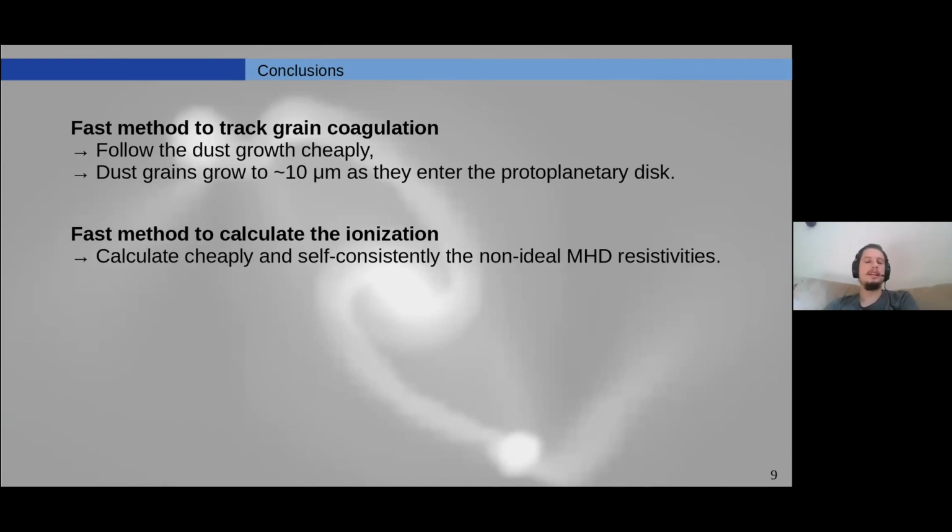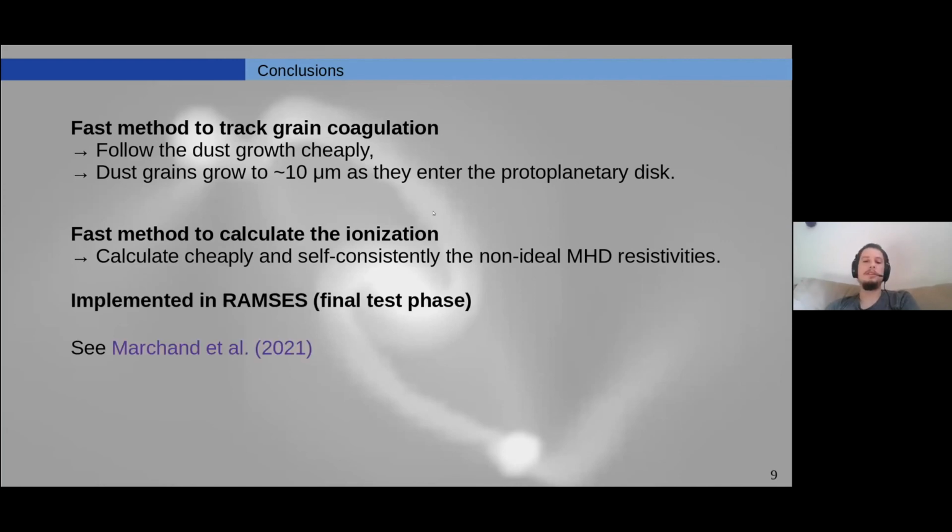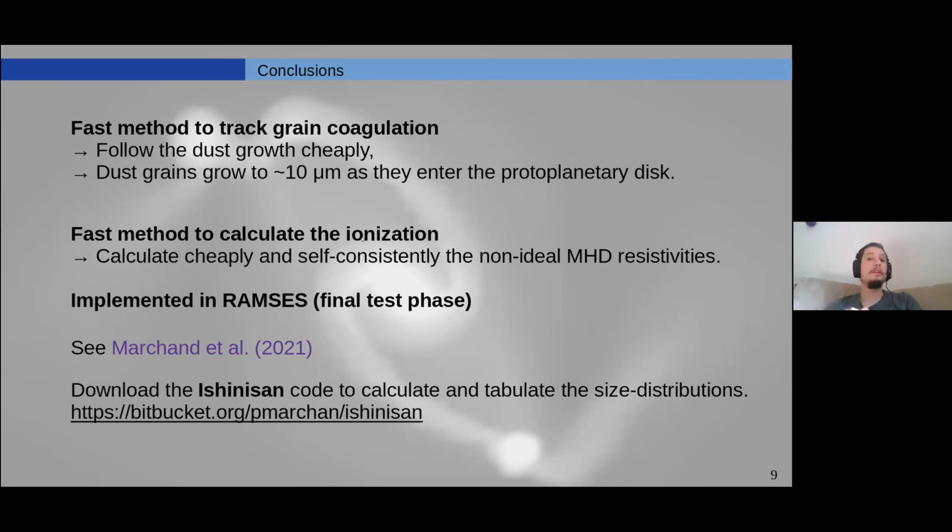And also, I developed a second method to calculate the ionization inexpensively. And it allows the self-consistent calculation of non-ideal MHD resistivities. And of course, both methods can be coupled together, and they are now implemented into Ramses and are in the final test phase. So I encourage you to see the paper published earlier this year for more details. And also, if you want to use the coagulation method, I encourage you to download the Ishinisan code to tabulate your size distributions.